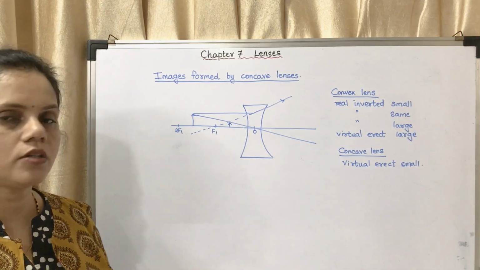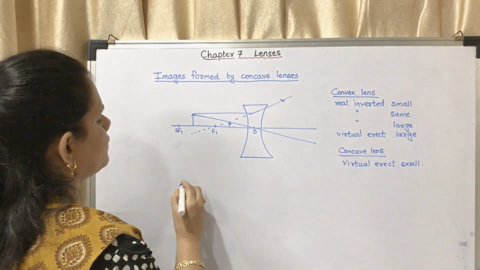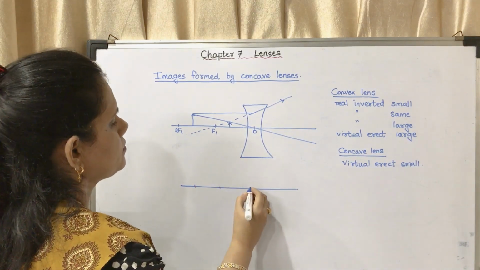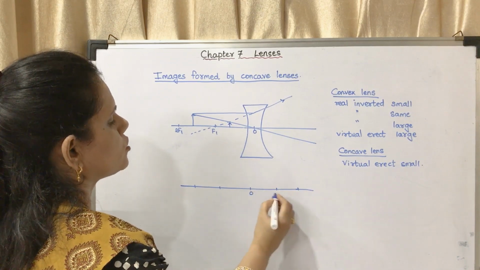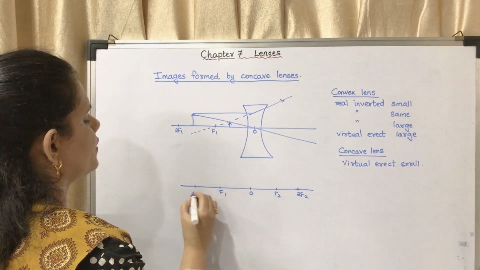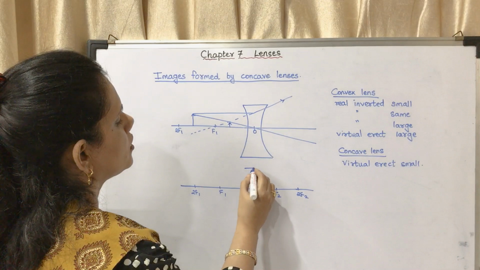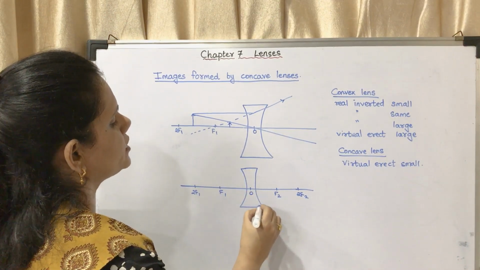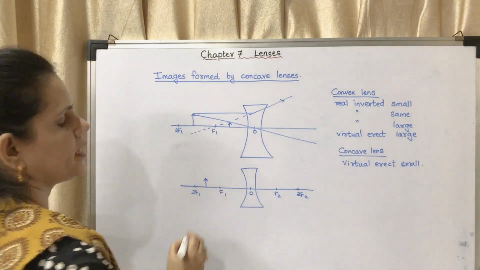Now how to draw the diagram? You may see this is the diagram which I have drawn. You have to draw a straight line. You have to mark, divide it into 5 parts. This is O, this is F2, this is 2F2, this is F1, this could be 2F1. You have to draw a concave lens equal on both sides. The object is in between f1 and 2f1.